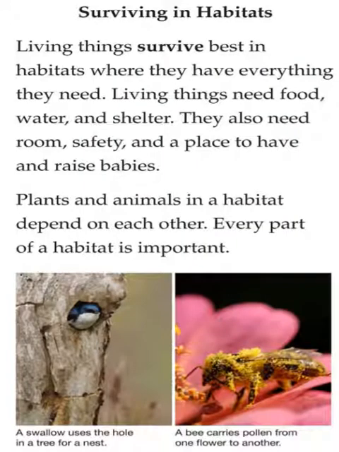Living things survive best in habitats where they have everything they need. Living things need food, water, and shelter. They also need room, safety, and a place to have and raise babies. Plants and animals in a habitat depend on each other. Every part of a habitat is important.